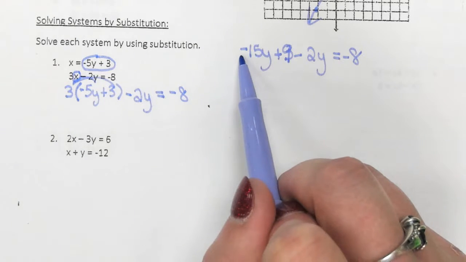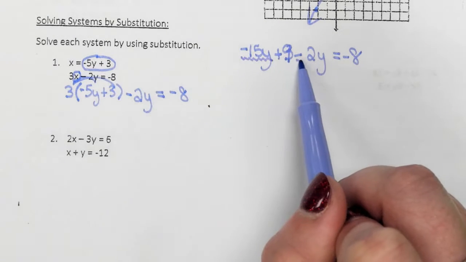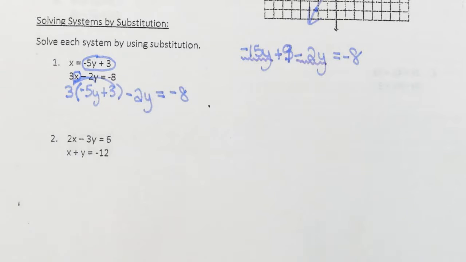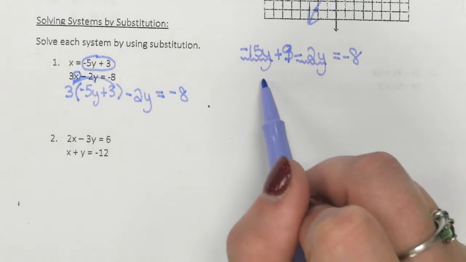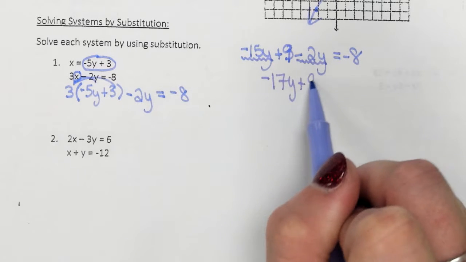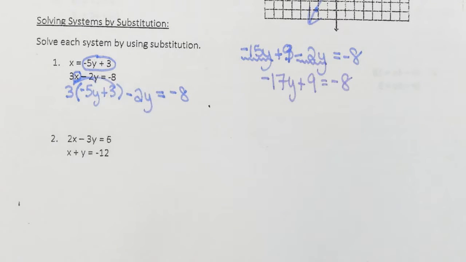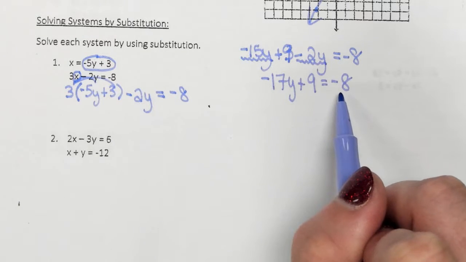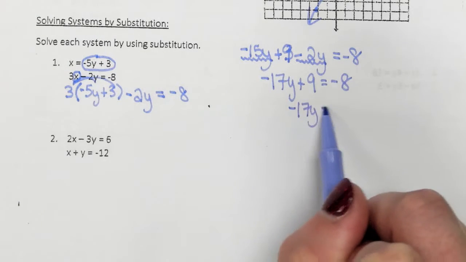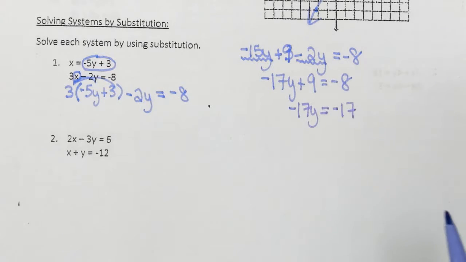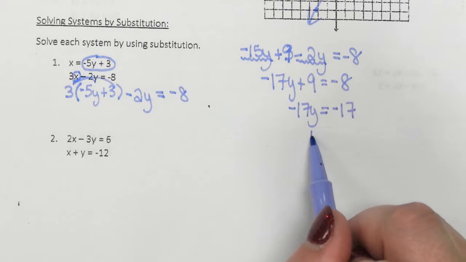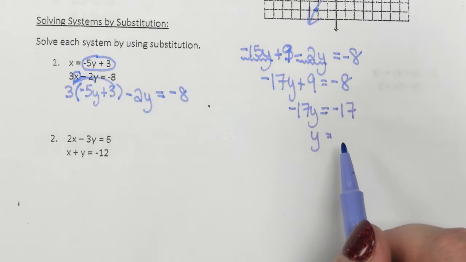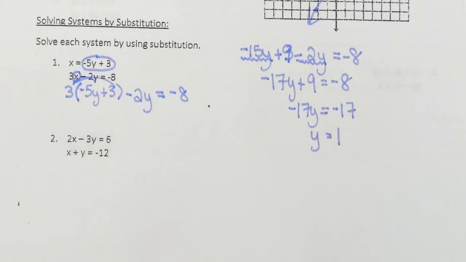So I've got negative 15y minus 2y. Those are on the same side of the equal sign. So what's negative 15 minus 2? Negative 17y plus 9 equals negative 8. Yep. So if I subtract it, what's negative 8? Very good. And then if I divide by negative 17, what do I get? 1.